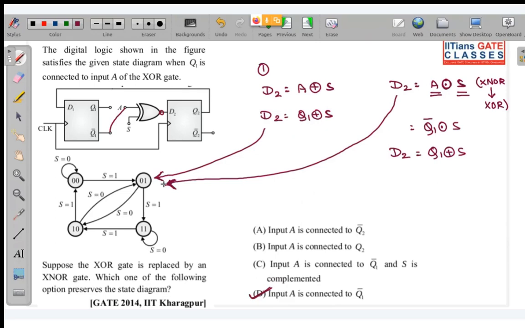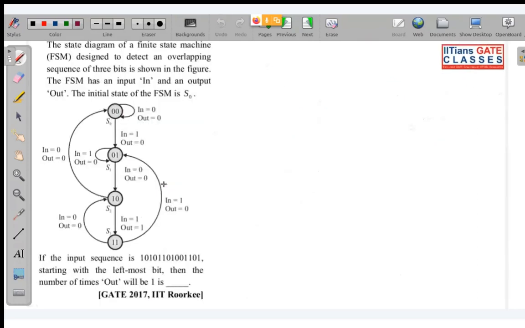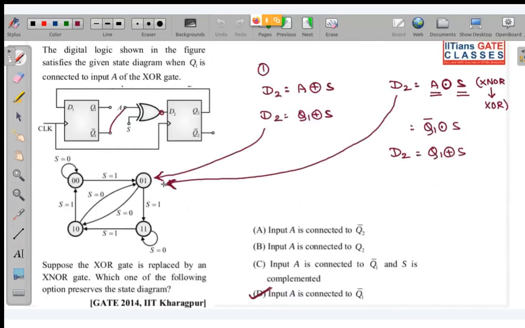Now Shubham is telling A, then you are telling D. What is this? Didn't see the options correctly. It's okay. Okay, fine.